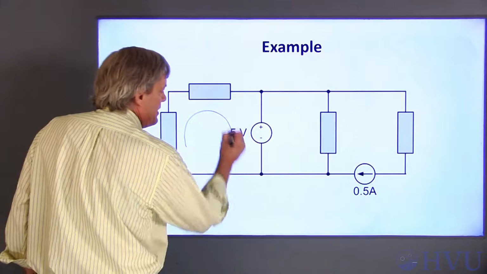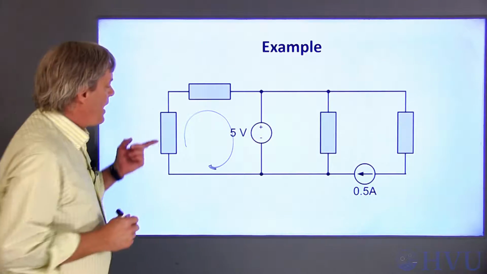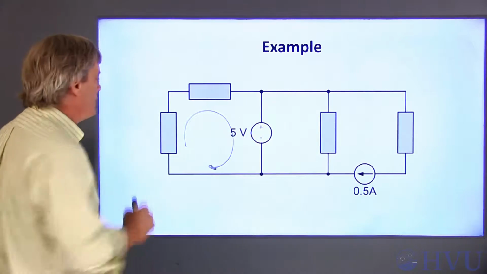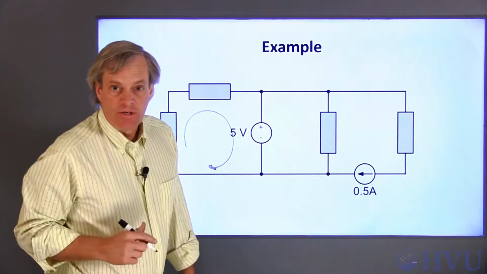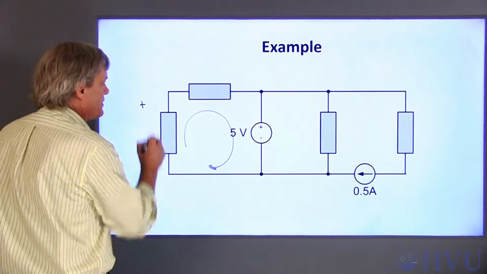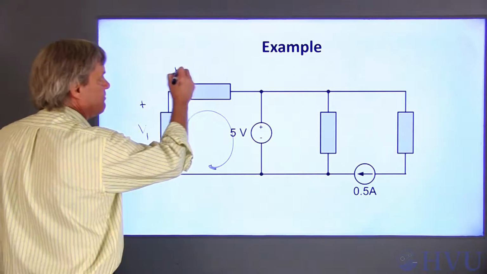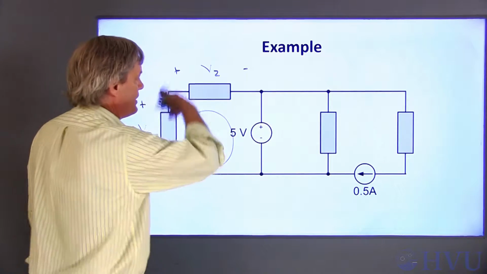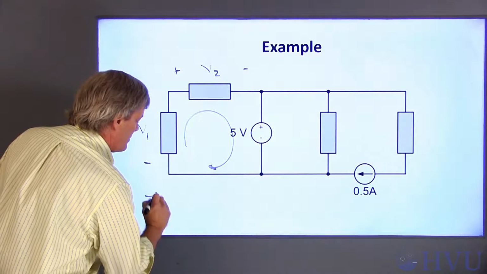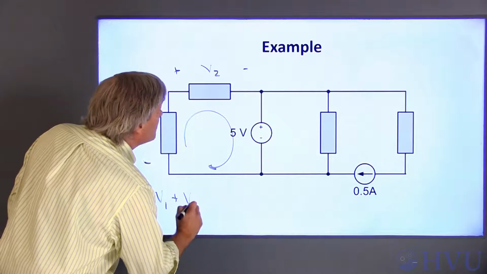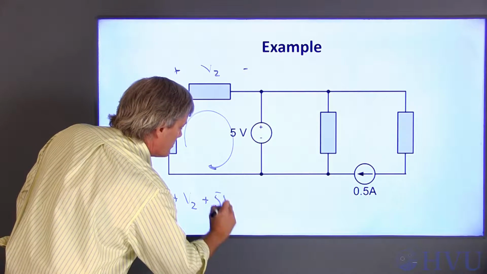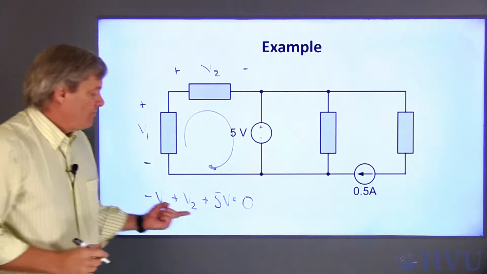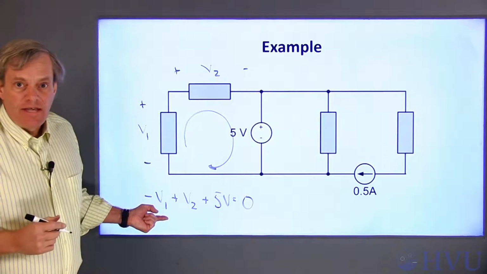If I do KVL around this loop, I encounter three elements. It looks like none of those are going to be in parallel, but I can check this by defining voltages, V1 and V2, across these elements and doing KVL. So negative V1 plus V2 plus 5 volts is equal to 0. So none of these are necessarily the same.